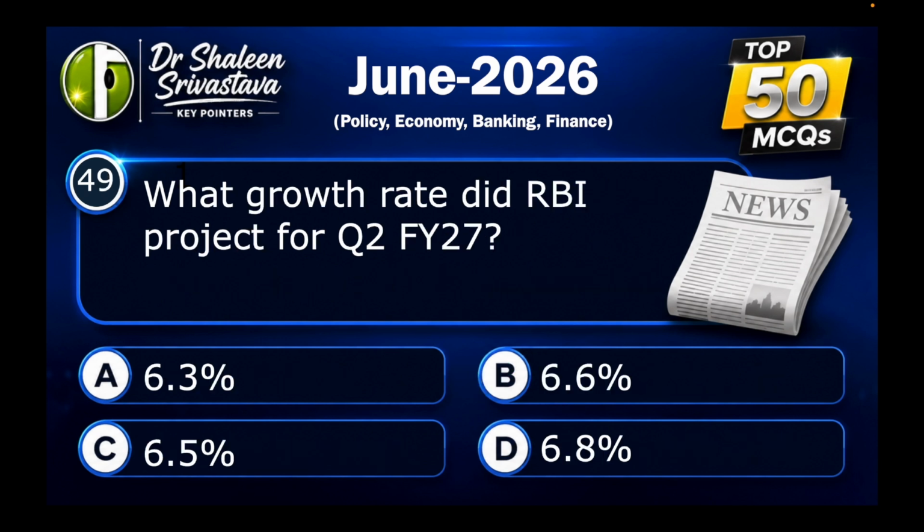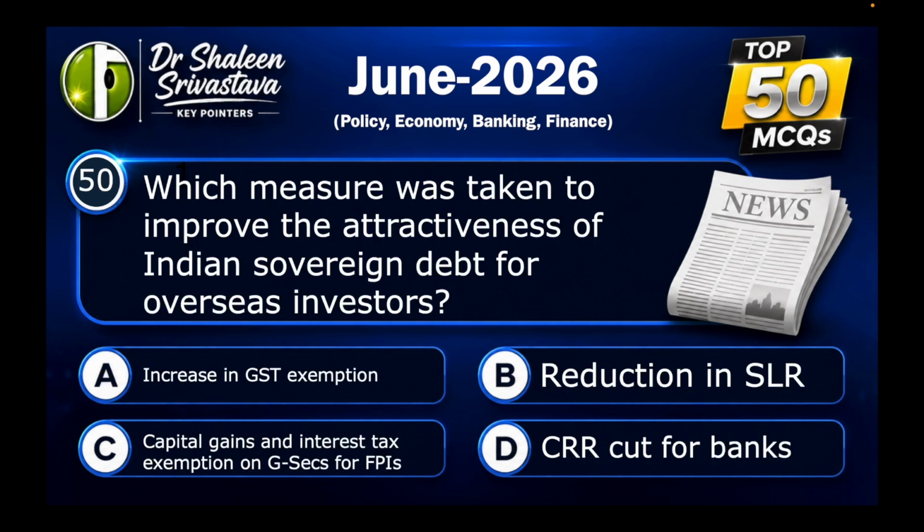What growth rate did RBI project for quarter 2 of FY27? The correct answer is A. 6.3%. Which measure was taken to improve the attractiveness of Indian sovereign debt for overseas investors? The correct answer is C. Capital gains and interest tax exemption on government securities for FPIs.